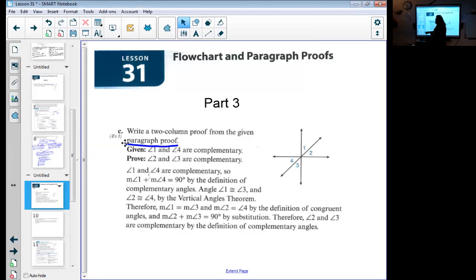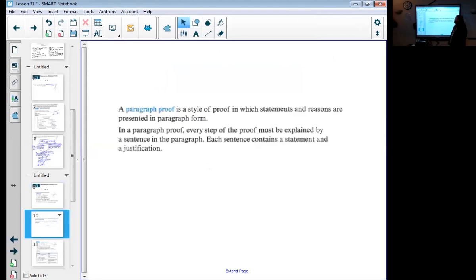A paragraph proof is a style of proof in which statements and reasons are presented in paragraph form. In the paragraph proof, every step of the proof must be explained by a sentence in the paragraph. Each sentence contains a statement and a justification. One of the reasons you would want to use this is it gives you a little bit more freedom in how your proof is written.